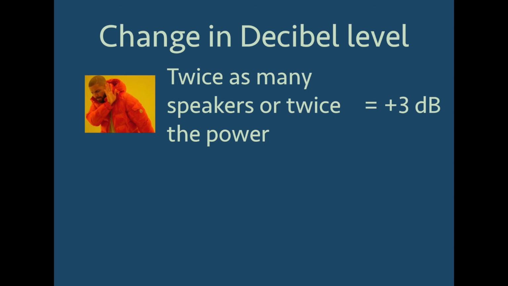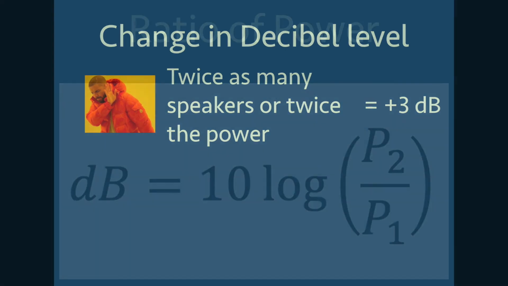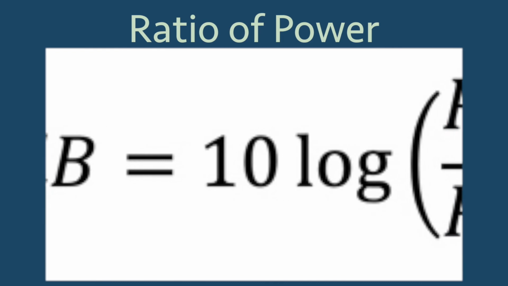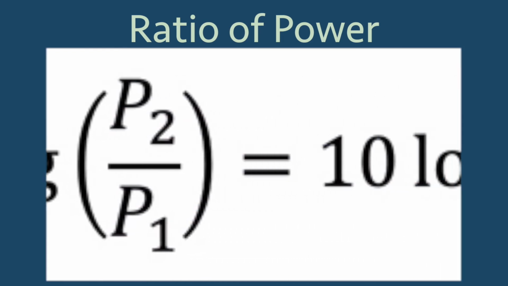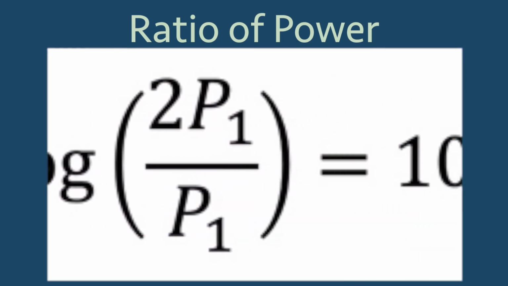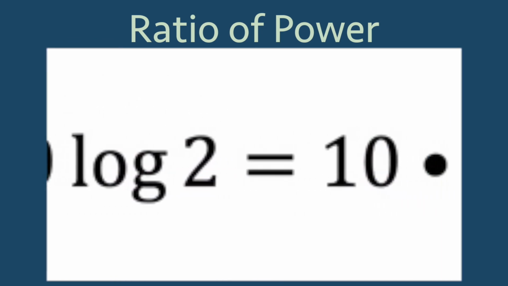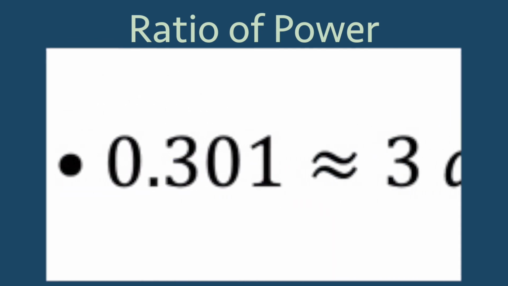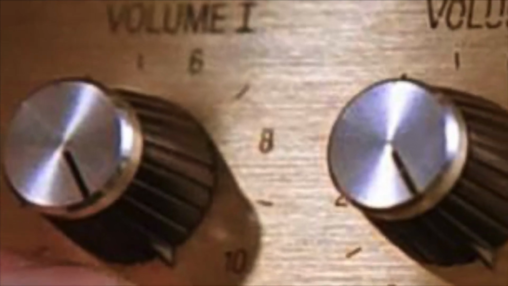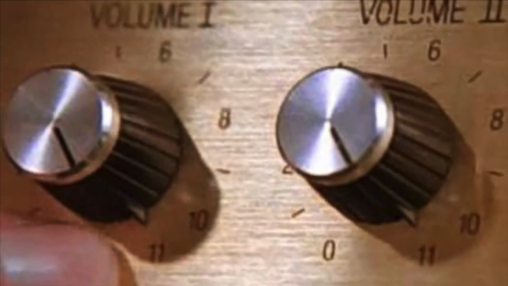What is interesting about these experiments is that having 2 speakers instead of 1, or doubling the power on our amplifier, only increases the decibel level by 3. The reason why comes from the formula for calculating the ratio of power. The result is dB equal to 10 log of P2 divided by P1, which is 10 log of 2P1 divided by P1, which is 10 log 2, which is approximately 3 decibels. If we use our volume knob and increase by 3 decibels, we achieve the same effect as adding a second speaker or doubling the amplifier power.